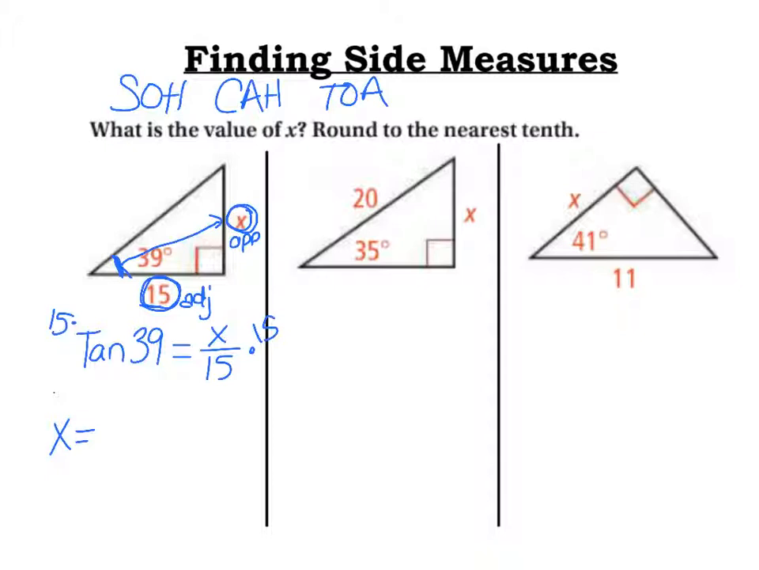So we're going to take 15 times the tangent of 39, and you just type that in your calculator just like that. 15 times, and it's that TAN button that you probably have never used, tangent of 39. Press enter, and I got x to equal 12 point, up top it says round to the nearest tenth, so I'm going to go 12.1 for that leg.